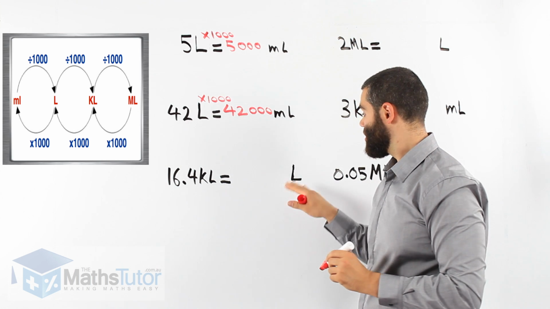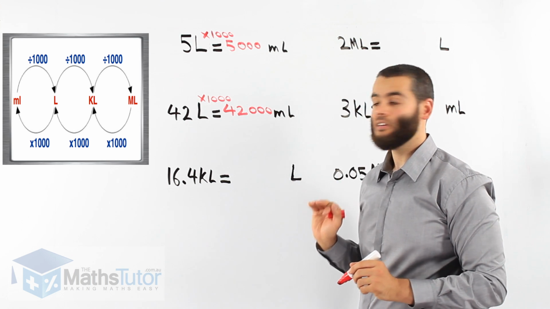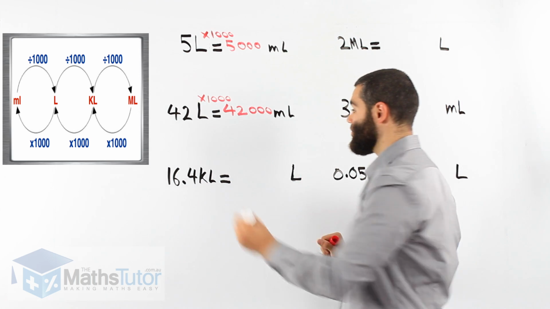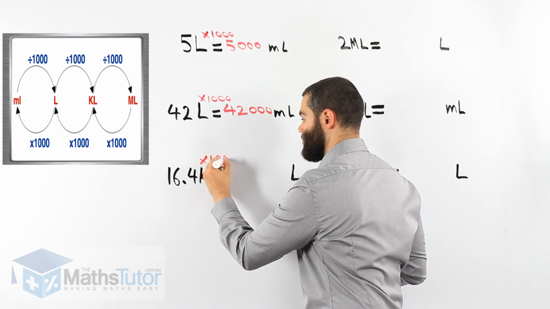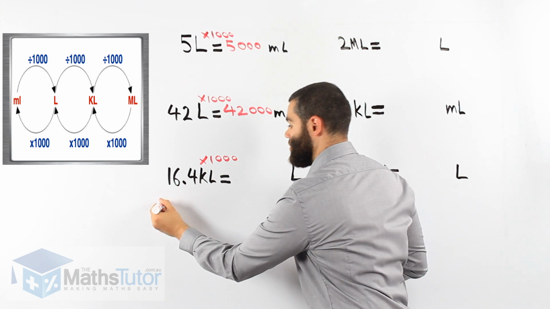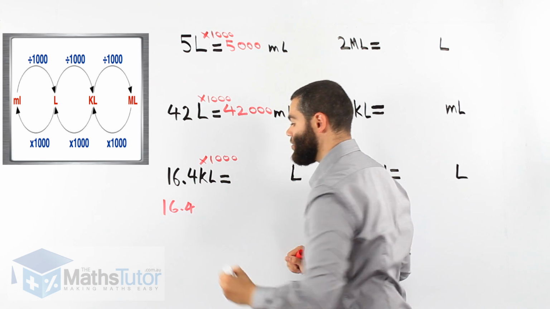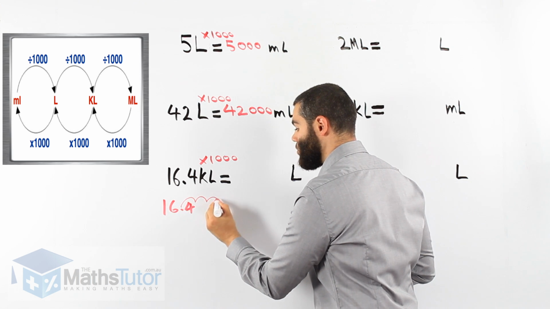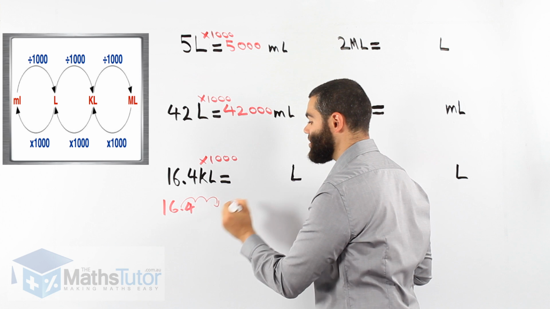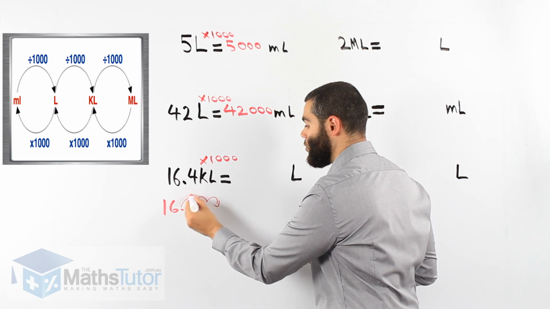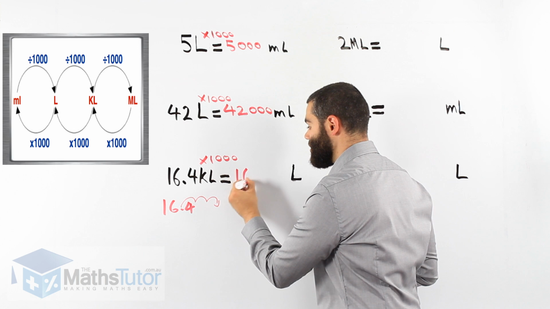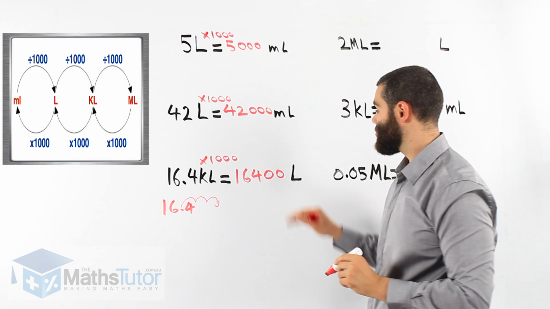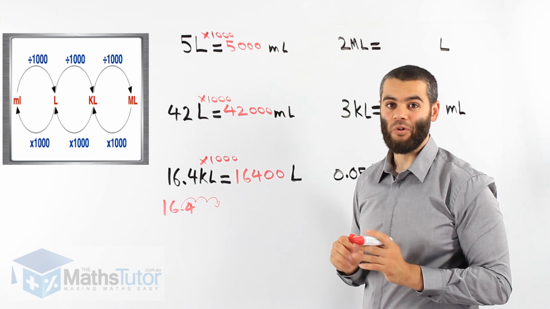16.4 kilolitres, we want to know how many litres that is. From kilolitres to litres, we times by 1,000. 16.4, now you can of course do it in your calculator. Times 1,000, you move 1, 2, 3 times because you're times by 1,000, 3 zeros, you're moving the point 3 times to the right, 1, 2, 3. So 1, 6, 4 and 2 zeros, 16,400 litres in 16.4 kilolitres.